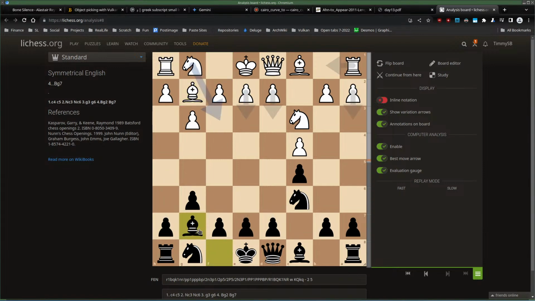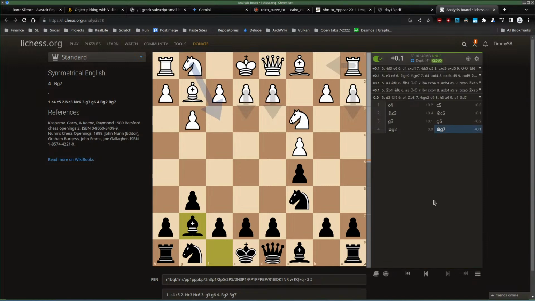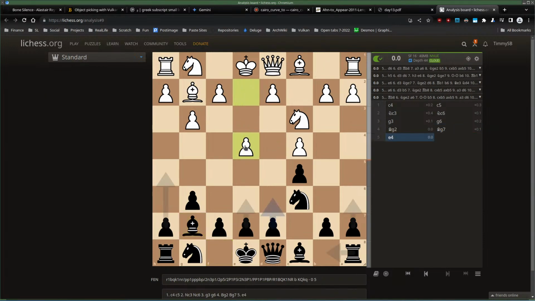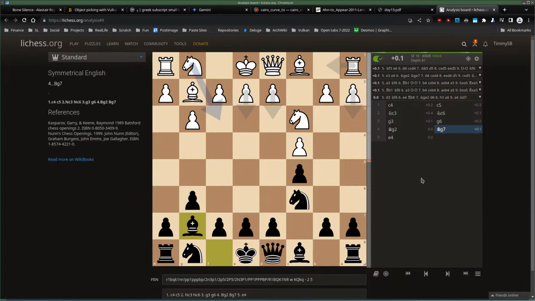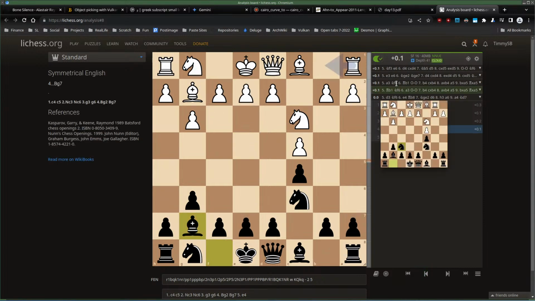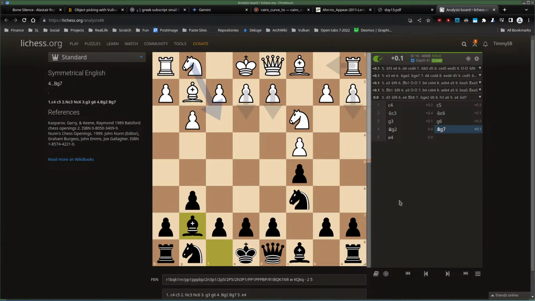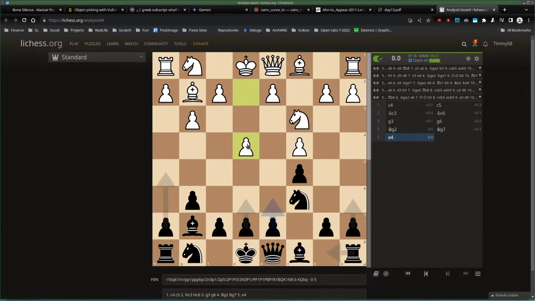And he played, it's still equal, unbelievable. Played e4, that can't be right, right? Blocking his bishop, making a weak square. It's totally possible. It's not listed here though. Very drawish.